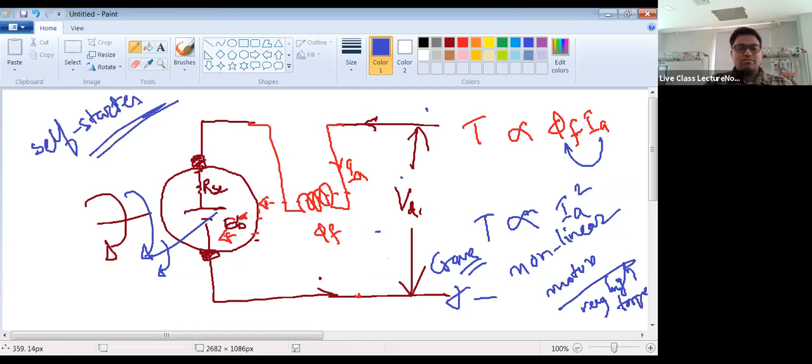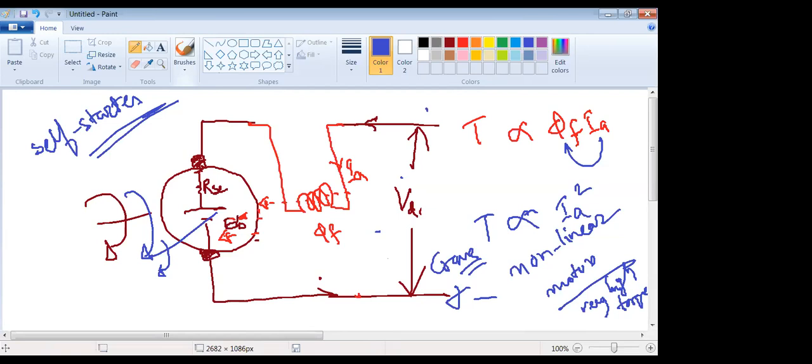Don't you have this? Self-starter. Yes. And now this technology is so much established that the new bikes are not given any kicking mechanism, mechanical kicking mechanism support. Yes. Yes.